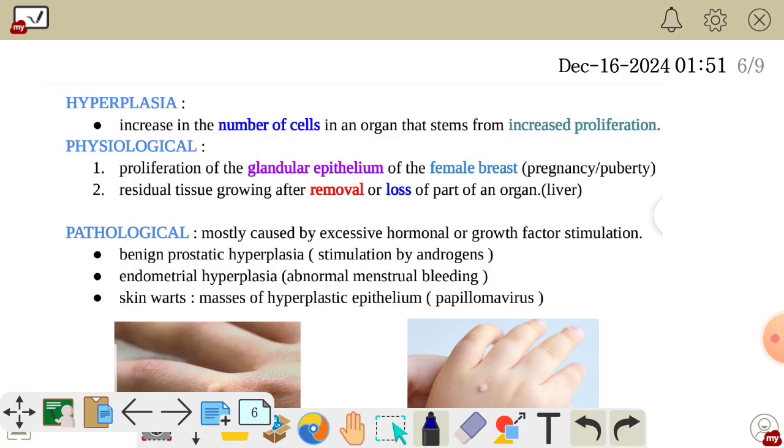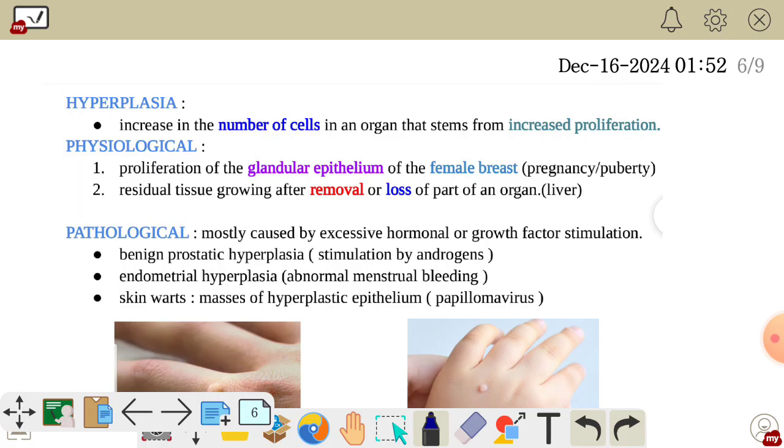It can be physiological or pathological. In physiological hyperplasia, this is observed in the proliferation of the glandular epithelium of the female breast. So the female breast during puberty and pregnancy, the cells of the breast will undergo what we call hyperplasia. They will increase in number and the breast will appear to be large in size.